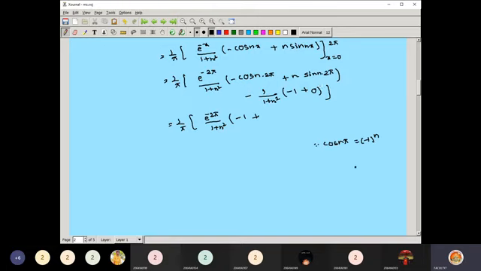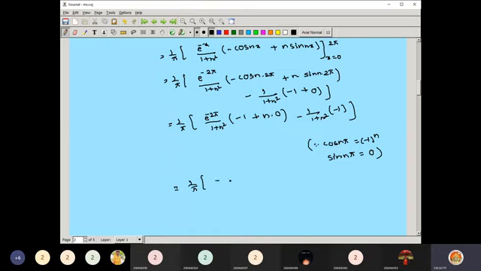Plus n into, what is the sin n pi value? Sin n pi value is always equal to 0, whatever may be the n value. It may be even or odd, whatever value we take it is zero, so n into that becomes 0. And minus 1 divided by 1 plus n square, we have only here it is minus 1. Just I am substituting the values only. So 1 divided by pi, I am getting the final answer.